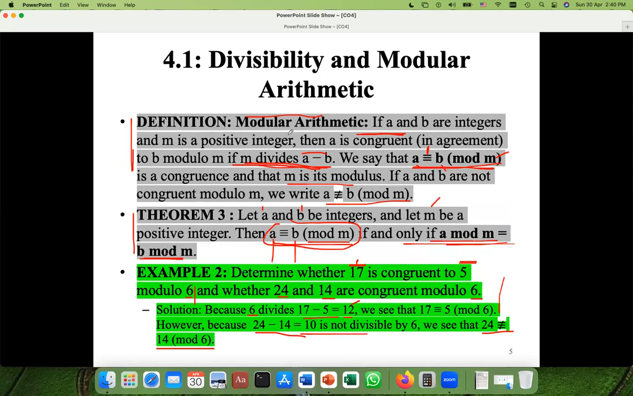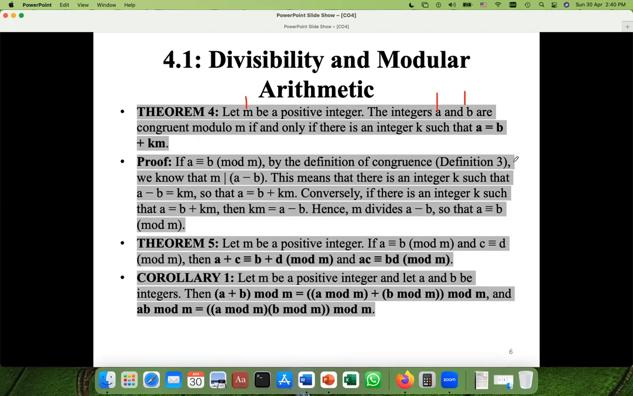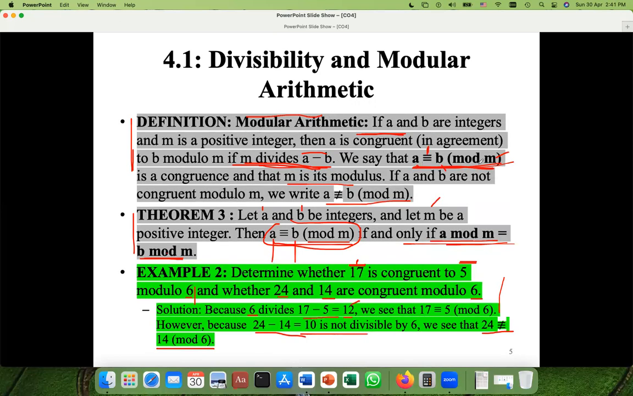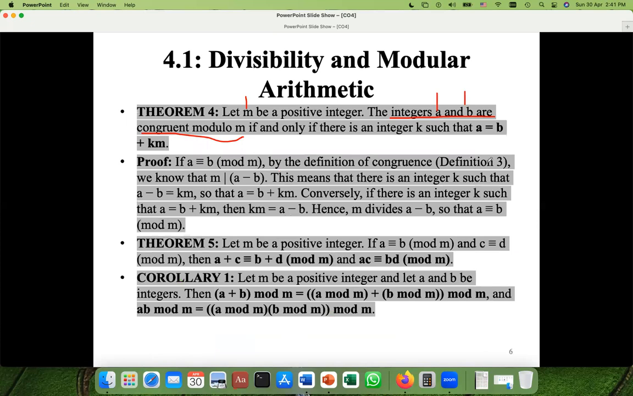That equation that you have seen here, which means this equation. So this statement, integers A and B are congruent modulo m, the equivalent of this statement is this mathematical equation: A congruent to B modulo m. So this theorem is saying that if A is congruent to B modulo m, this congruence will hold only if this is the situation.